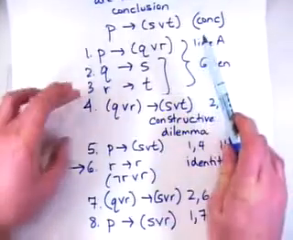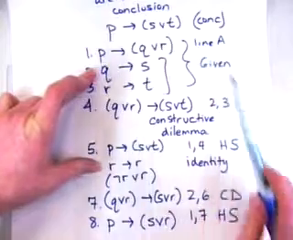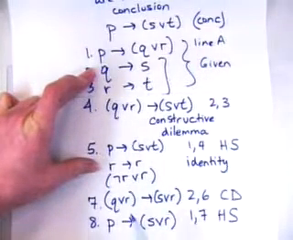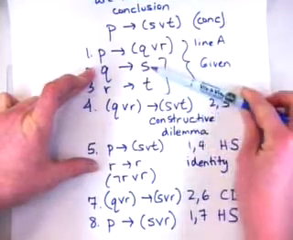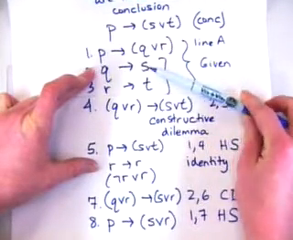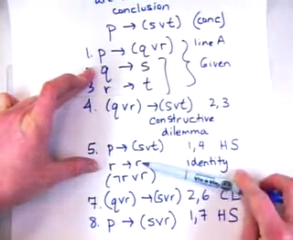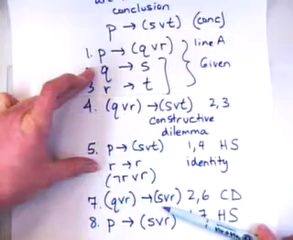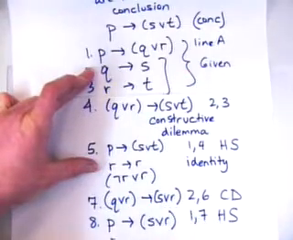So from 2, the left-hand side of 2 was Q. The left-hand side of 6 is R. So if I OR them together, I get Q or R. And in the same way, I OR the right-hand sides. S is the right-hand side of line 2. R is the right-hand side of line 6. And I OR them together, I get Q or R implies S or R. And that's using constructive dilemma again.